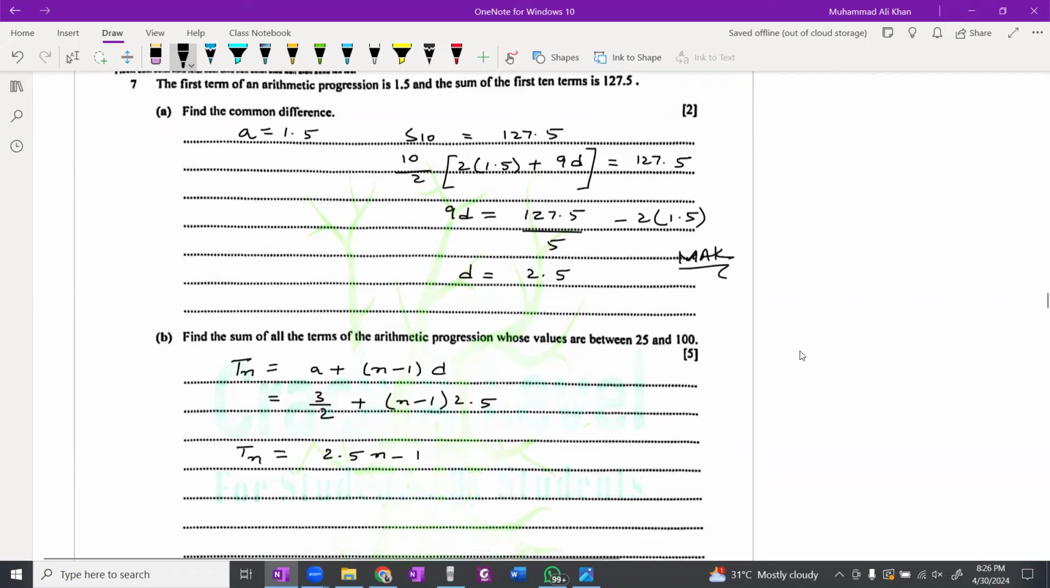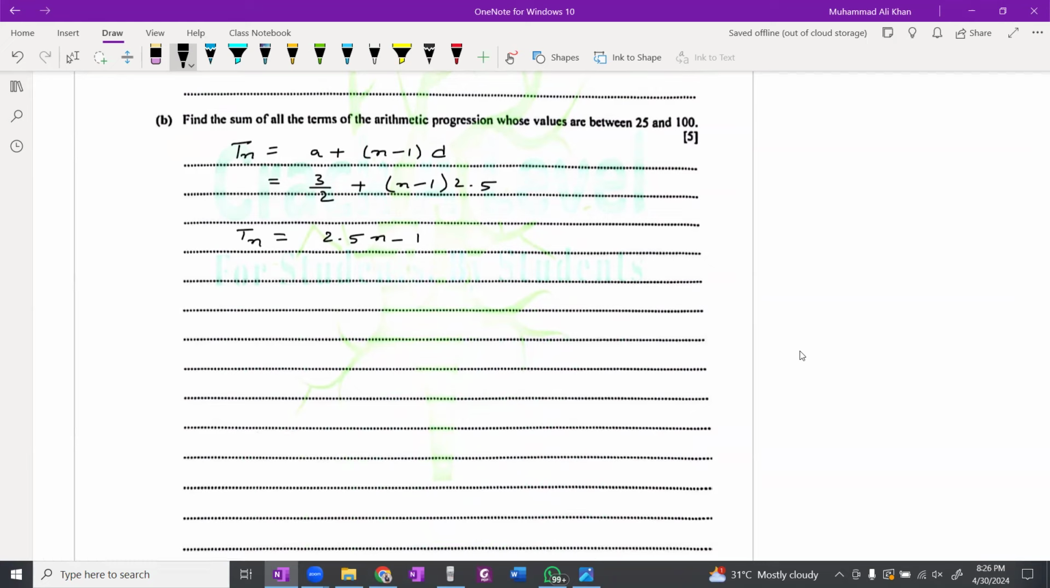In the question, they are saying that the values of the terms are in between 25 and 100. So can I say that Tn must be greater than 25 and Tn must be less than 100? What is Tn? 2.5n minus 1 greater than 25. According to this, n is greater than 10.4. So what is the value of n? The value of n is 11.